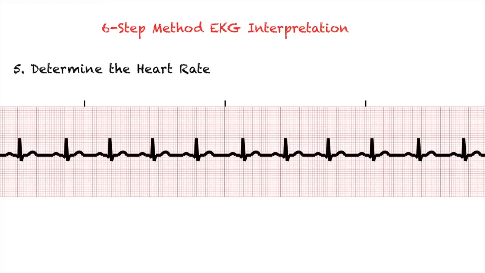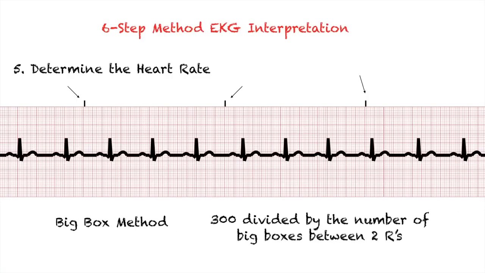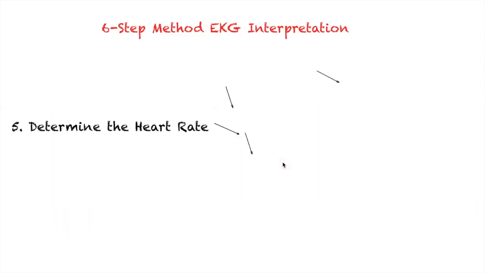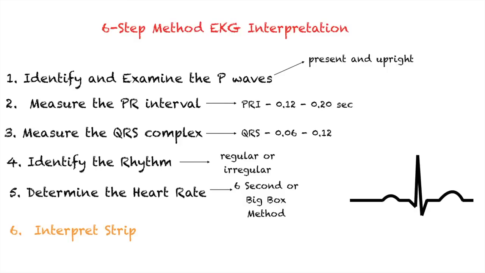Second method that we can use to calculate the heart rate is the big box method. And the way this works is that we divide 300 by the number of big boxes between 2 R's. Our magic number is 300. So for this strip, we are going to use these 2 R's right here. We have 1, 2, 3, 4, 5 big boxes in between R's. And so, using the formula, 300 divided by 5, we have 60 beats per minute. This method works better for regular rhythms only. And this is actually the method that you can use if you don't have a 6-second strip in front of you. And the final step is interpret your strip.